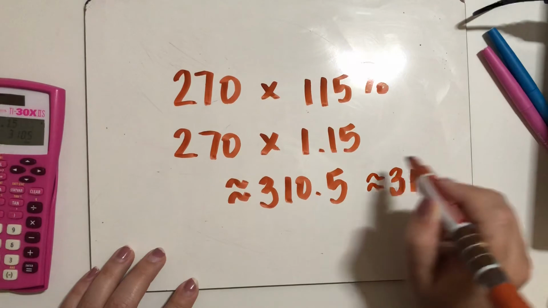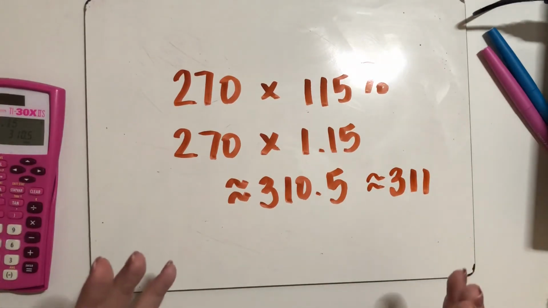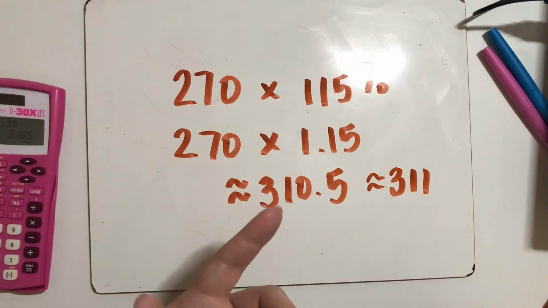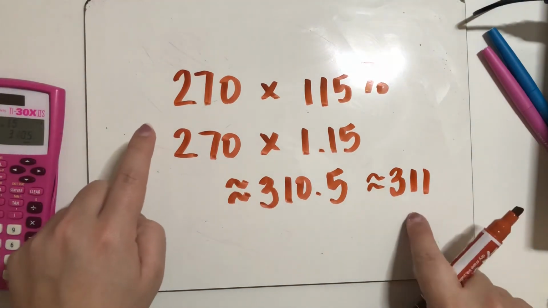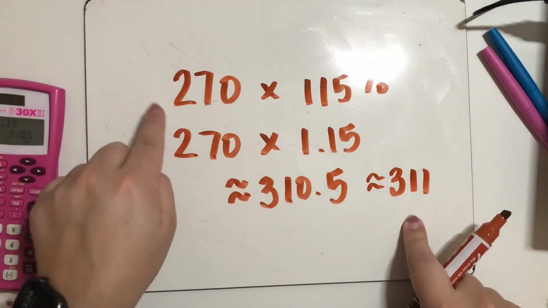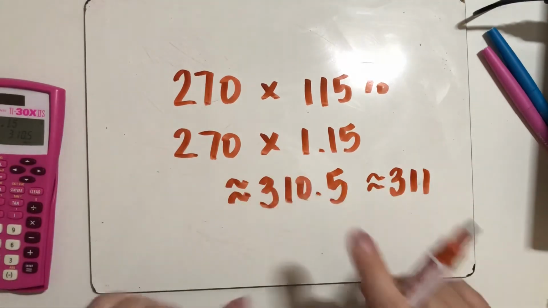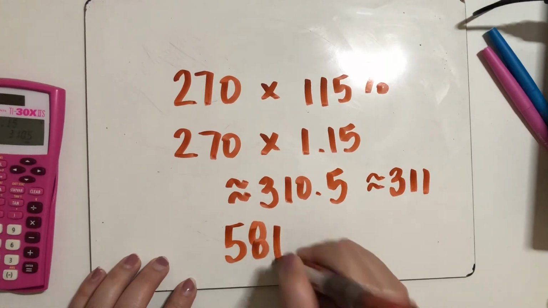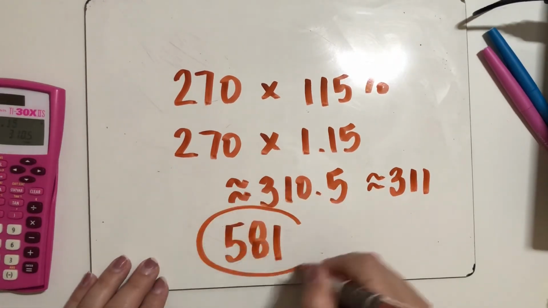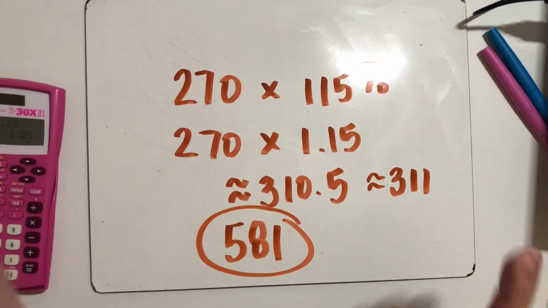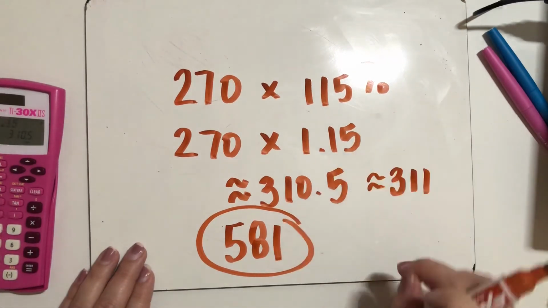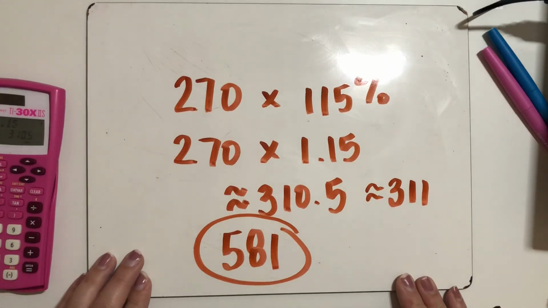So that's the amount that was changed. That's not the amount in 2005. What do you think I'm going to have to do now? Yep, I'm going to have to combine this amount I solved and my original amount together. So when I add those together, I get 581. So that means that in 2005, there's going to be 581 grizzlies based off of this 115% increase.